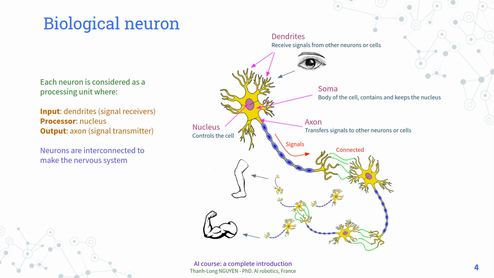Indeed, this is not a biological class, so I could not give you so much detail of a neuron, but you just need to remember that a biological neural network is composed of so many connected neurons, and each neuron has some inputs, an activation or controlling unit, and one output, that's all.